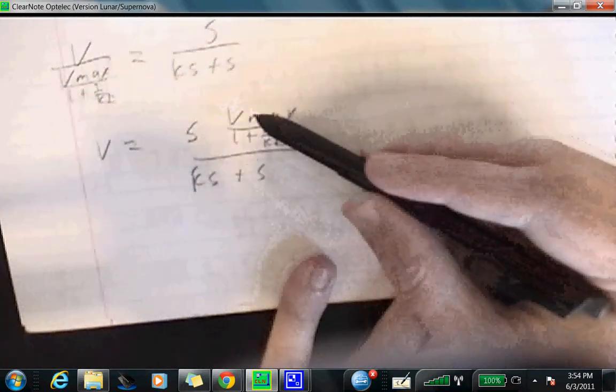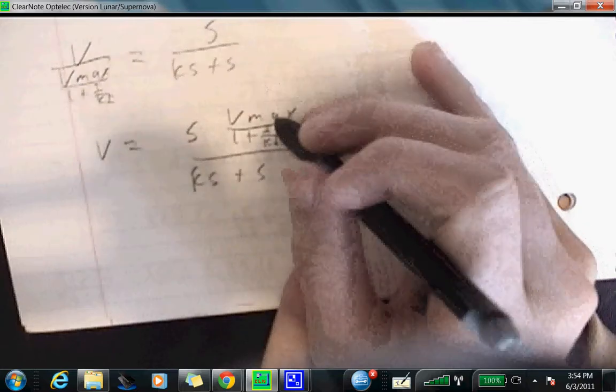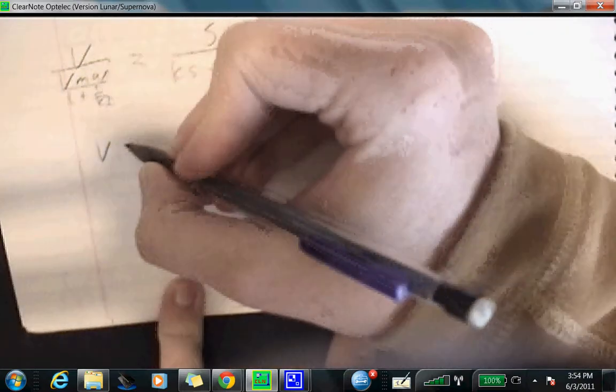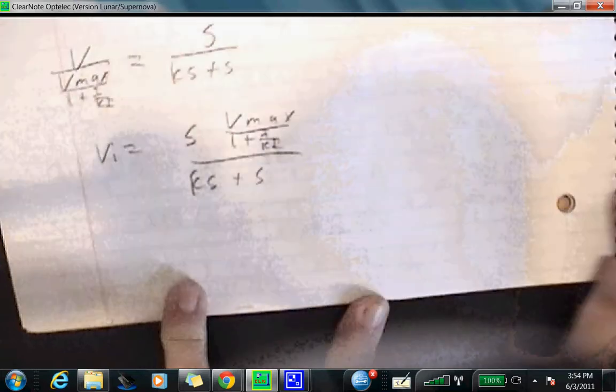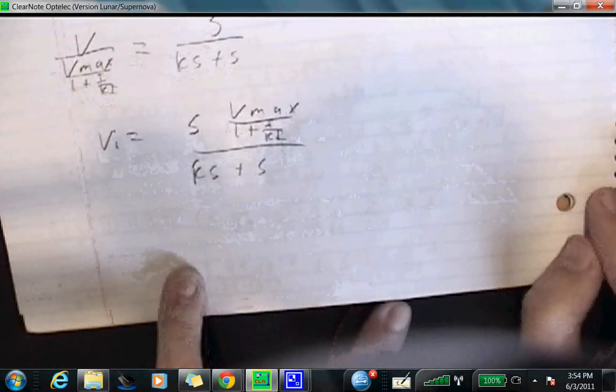So in part 1 I showed you how to derive this equation from scratch. This is the equation that we're going to be using. This is going to be VI. And in part 1 I also showed you the problem again. I'll show you at the very end as well.